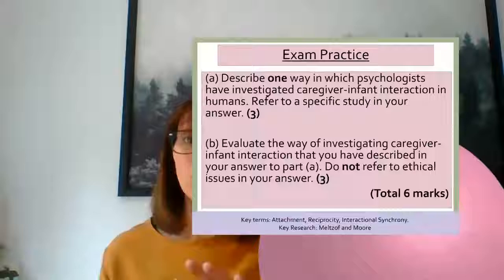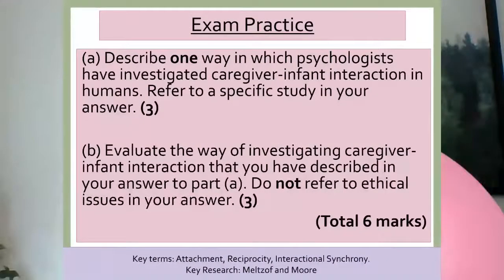So finally, what we'll do to finish off is a couple of exam questions. So describe one way in which psychologists have investigated infant-caregiver interaction, refer to a specific study, and then evaluate this way of measuring or investigating infant-caregiver interaction. It says do not refer to ethical issues, so make sure you don't do that. So 6 marks, maybe 7 or 8 minutes. Have a go at those questions, and I'll put the mark scheme up in a second.